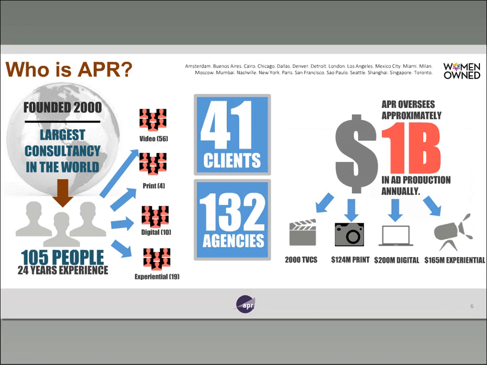Great. One quick slide on who APR is or who we are. We are a production consultancy. We're the largest consultancy in the world. We only say that because it gives you an idea of the kind of volume that we see. On the right, you see that we see over $1 billion US in ad production spend annually. And we see that from a lot of different clients, a lot of different regions, different approaches to producing. We've got over 100 consultants across the globe with an average of 24 years experience in the production space. So these are producers that are consulting. And we've got currently 41 clients and working with 132 agencies.